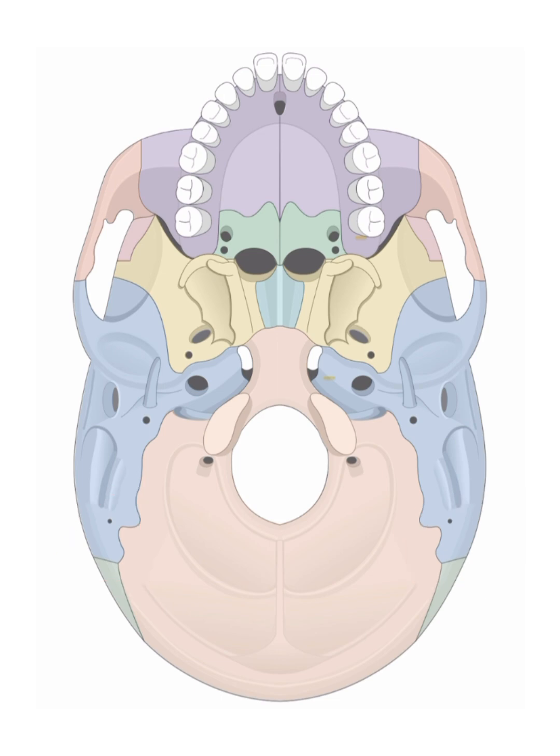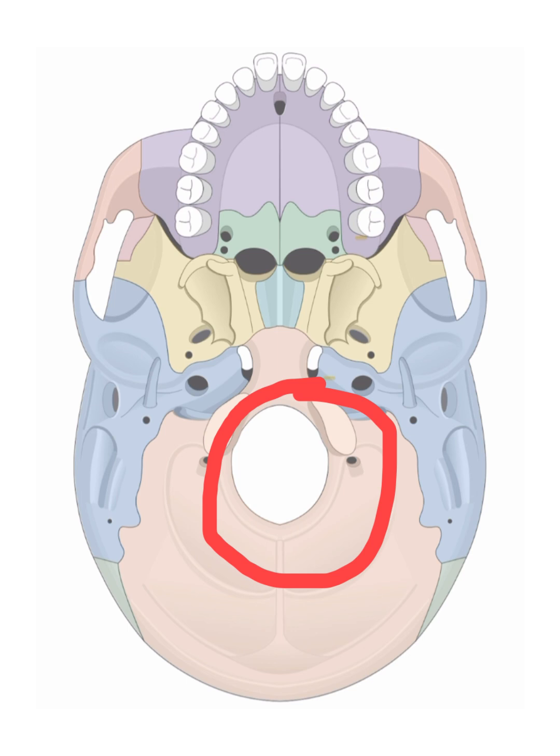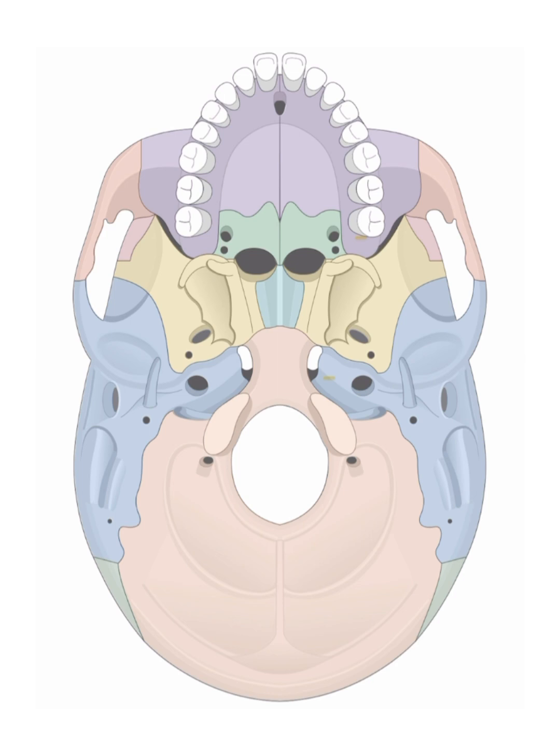Now we will discuss the largest of the foramina, known as the foramen magnum. It transmits the medulla oblongata, the vertebral arteries, and the spinal roots of the spinal accessory nerves.